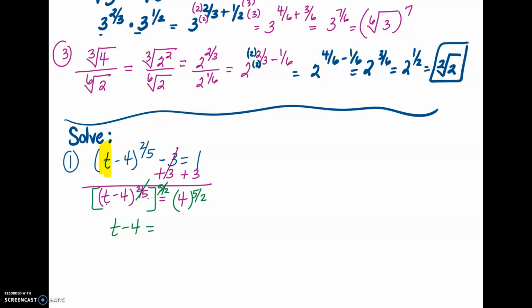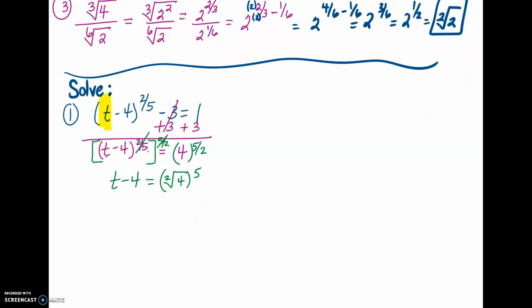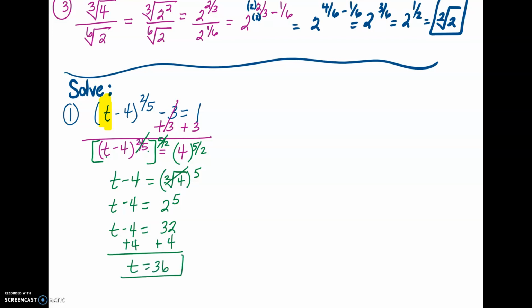What does this equal? This means the square root of 4 to the 5th power. And we know the square root of 4. What is the square root of 4? It's a perfect square. It's 2 to the 5th power, and 2 to the 5th power is 32. So I'm going to add 4, and I'm going to get t equals 36. See how I solved? I got t by itself.